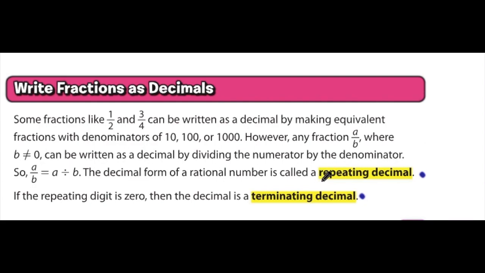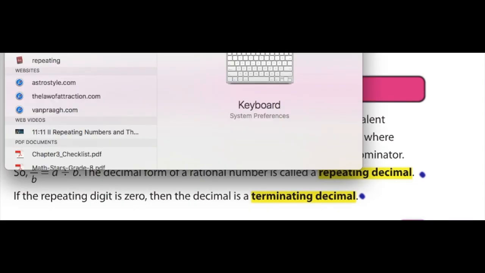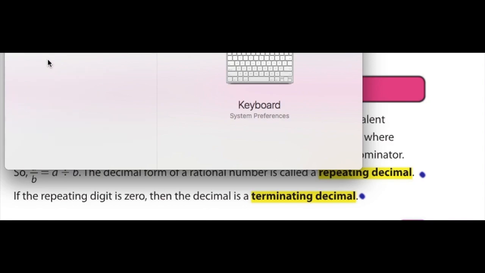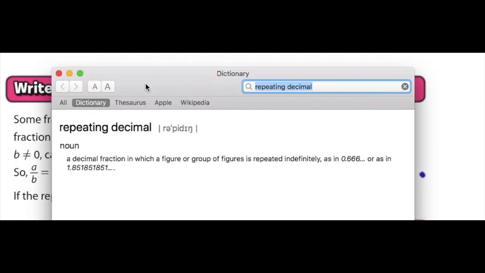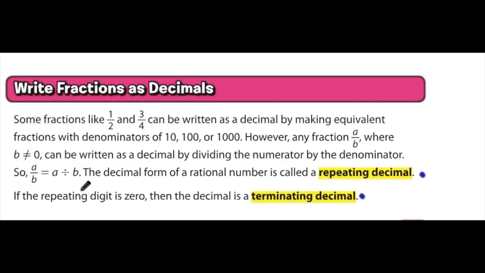I don't necessarily like the definition of a repeating decimal in the textbook, so I looked it up in my dictionary, and it's a little bit better definition in my opinion. A repeating decimal is a decimal in which a figure or group of figures is repeated indefinitely, such as 0.6 repeating, or as in 1.851851851. You can write down either definition.